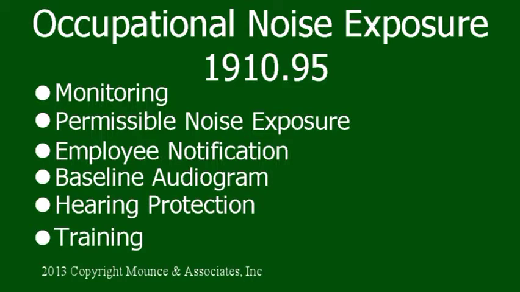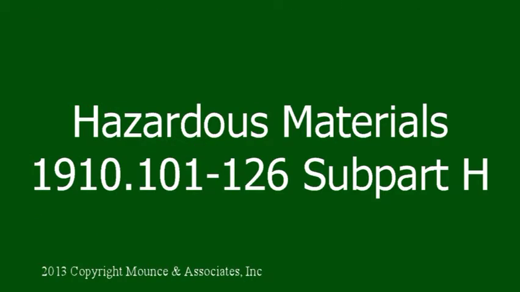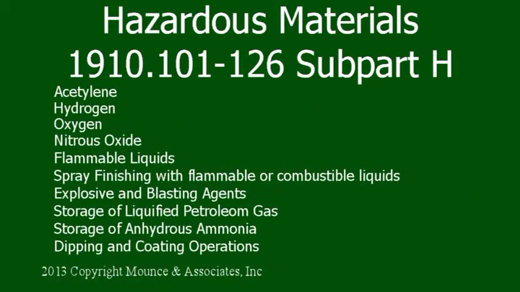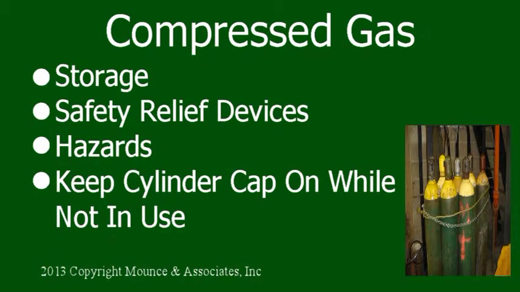Hazardous materials, subpart H, goes over the following: acetylene, hydrogen, oxygen, nitrous oxide, flammable liquids, spray finishing with flammable or combustible liquids, explosive and blasting agents, storage of liquefied petroleum gas, storage of anhydrous ammonia, and dipping and coating operations.